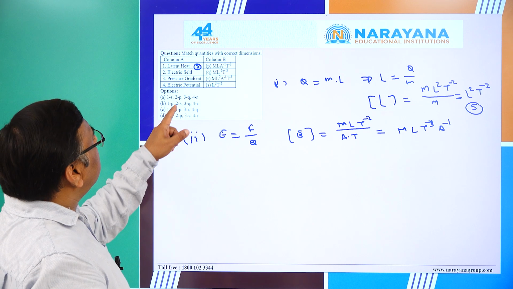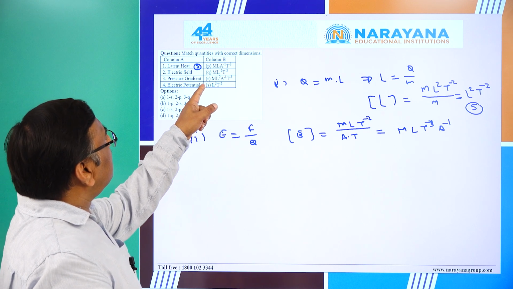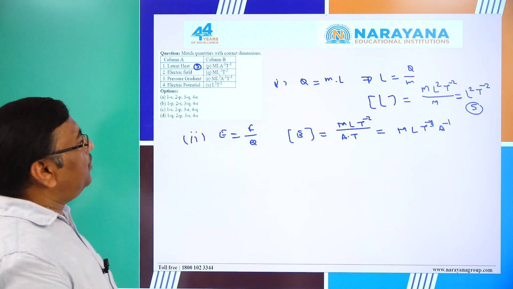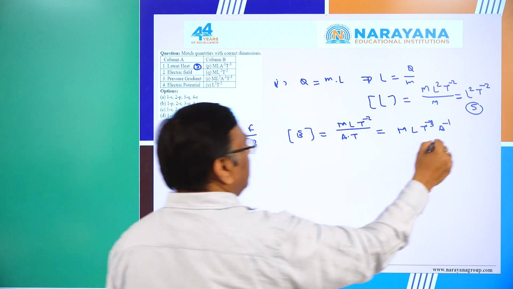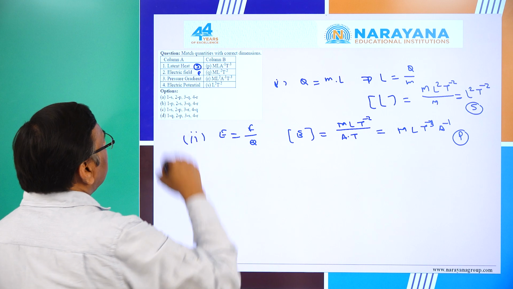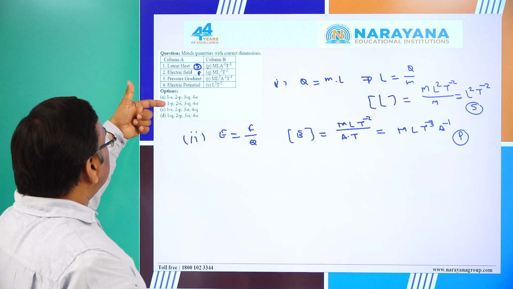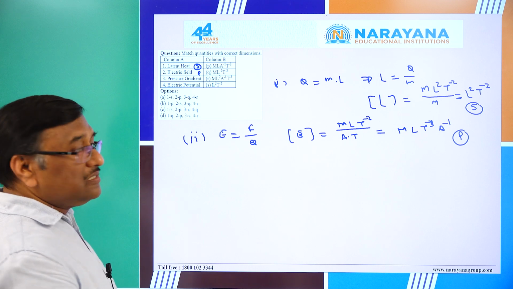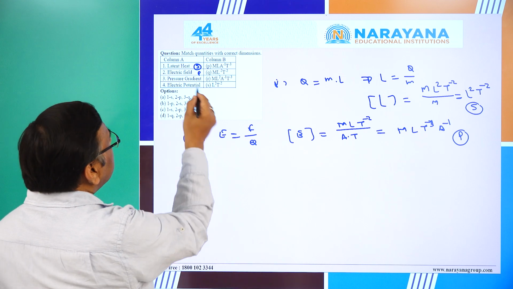So MLT minus 3, is there any possibility? MLT minus 3, A minus 1 is given in P. So that means this goes with P. So 2 is going with P here. Is there any possibility here? 1 is going with S. Yes, 2 is going with P. So only if you check 2, we can easily get the answer, which is going to be S. But anyway, you try the next ones also.